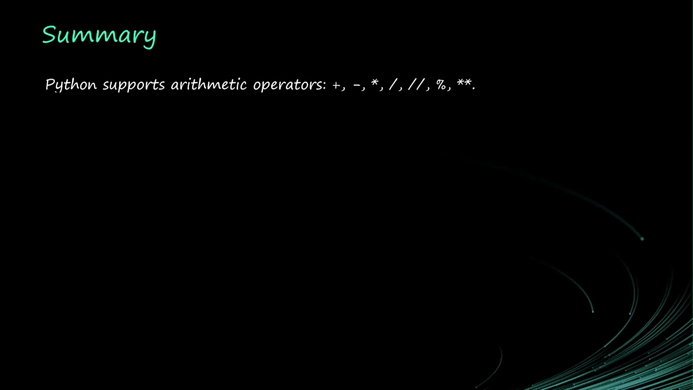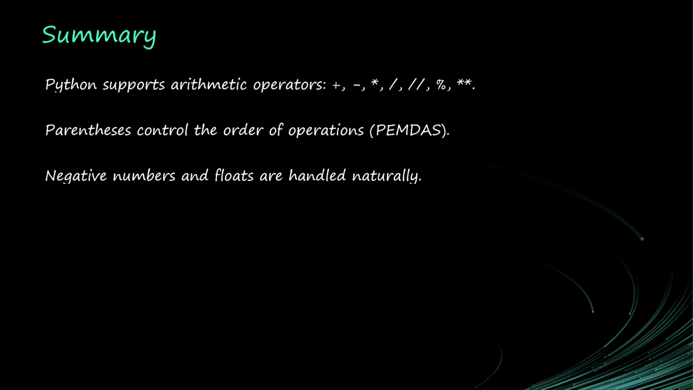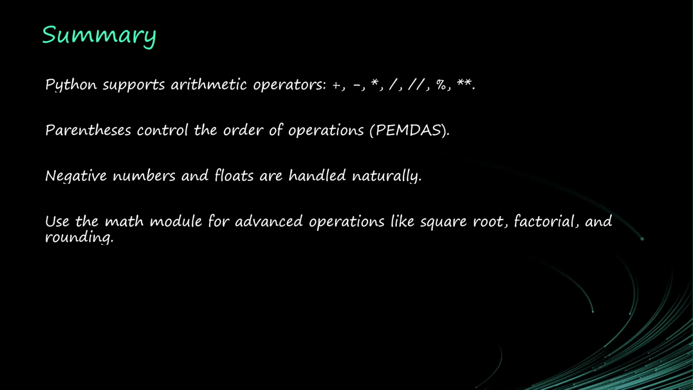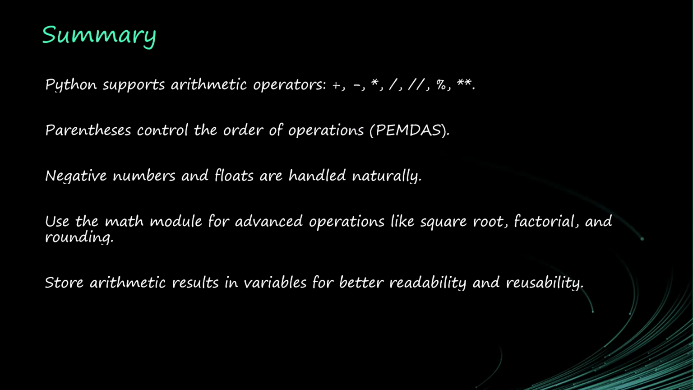So in summary, Python supports all the arithmetic operations. Parentheses control the order of operations. If you don't use parentheses, Python will evaluate using the order of operations, PEMDAS. Negative numbers and floating numbers also work well. The math module is what we are going to discuss next. There are a lot of methods in the math module, and we'll discuss them next. And you can store arithmetic results in your variables so that you can reuse them.